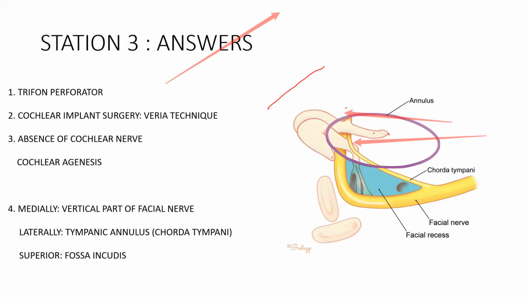And the fourth question was a pretty simple question. What are the boundaries of the facial recess? You all know what the facial recess is and its boundaries: medially the vertical part of the facial nerve, laterally the tympanic annulus, and superiorly the fossa incudis. Also, some questions are on the different types of sinus tympani. What is the new classification for the different sinus tympani? What are the advantages of A, B, and C?